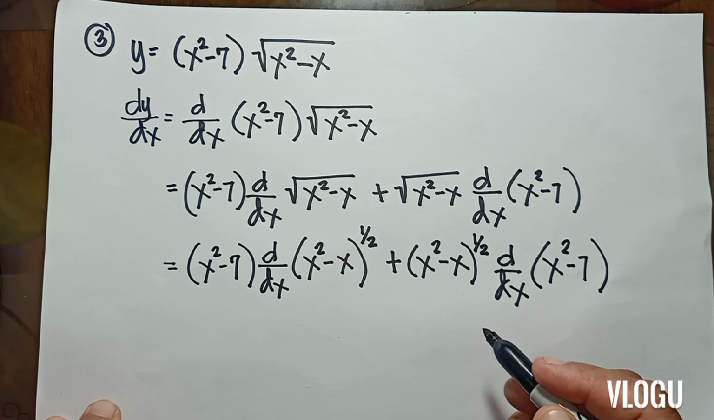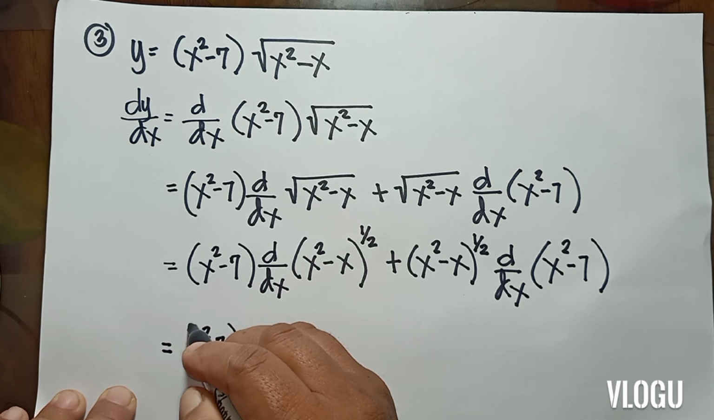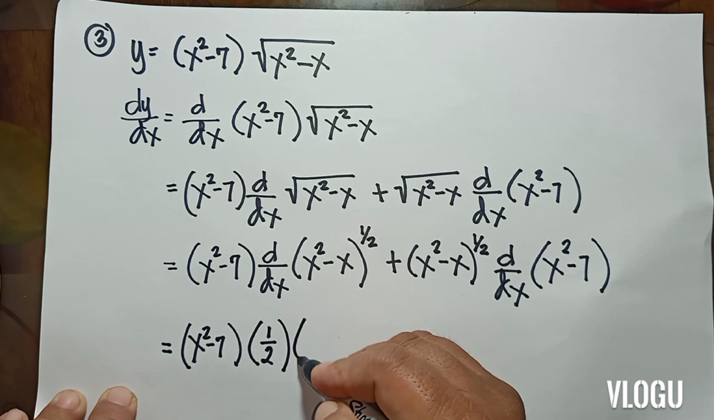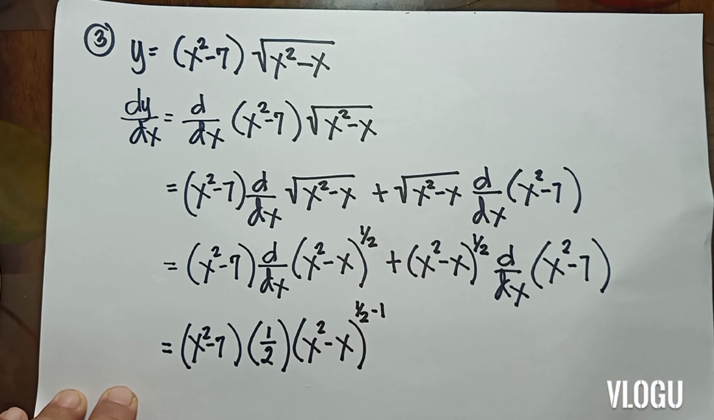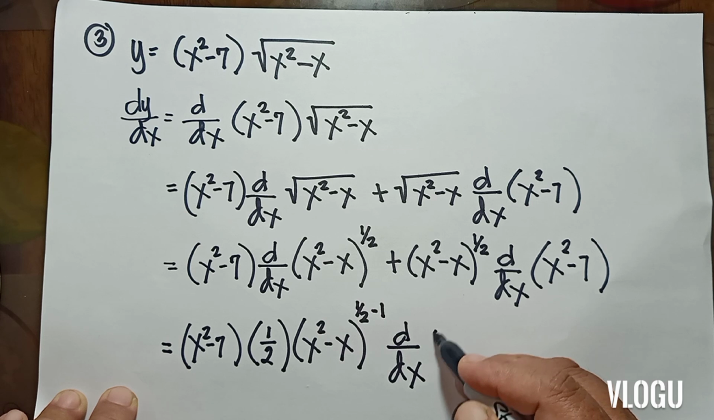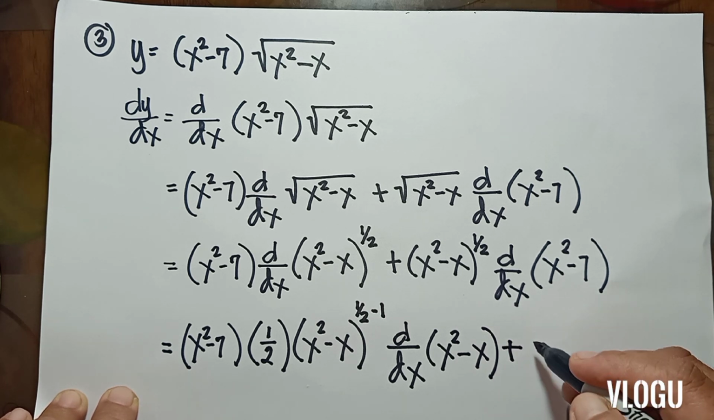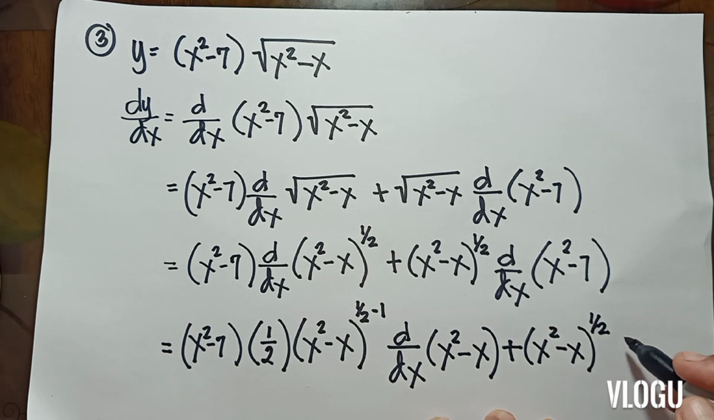So therefore, we start with, okay, x squared minus 7. Derivative, if there is an exponent, you will have 1/2 x squared minus x, 1/2, okay, minus 1. Okay. Derivative without exponent. So take note for that. So derivative without exponent. So plus x squared minus x raised to 1/2. Okay. Derivative of x squared, that is 2x. Derivative of negative 7, that is 0.